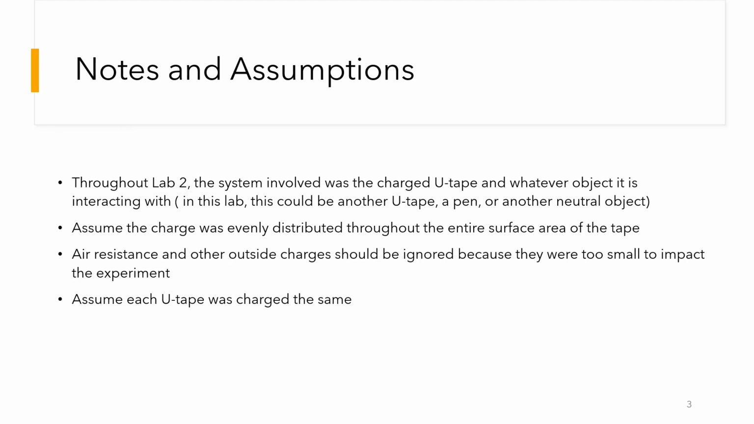Notes and assumptions. Throughout Lab 2, the system involved was the charged U-tape and whatever objects were interacting with them. Assume that the charges were evenly distributed throughout the entire surface of the tape. Air resistance and other outside charges should be ignored because they were too small to impact the experiment, and assume each U-tape was charged the same.